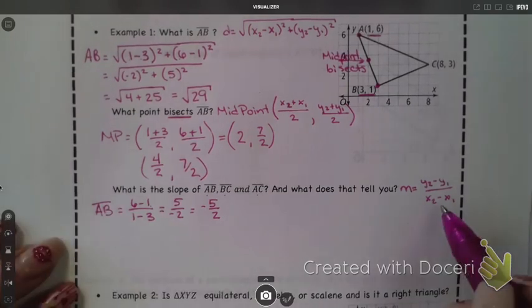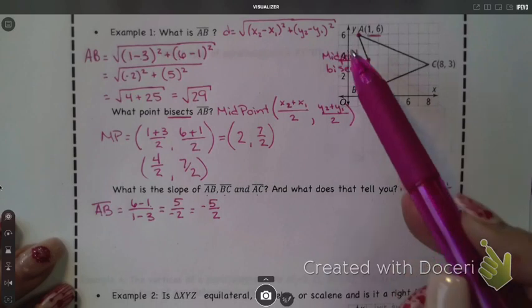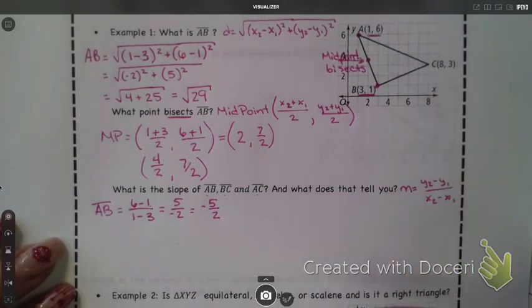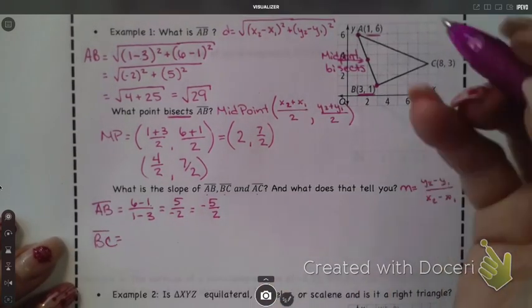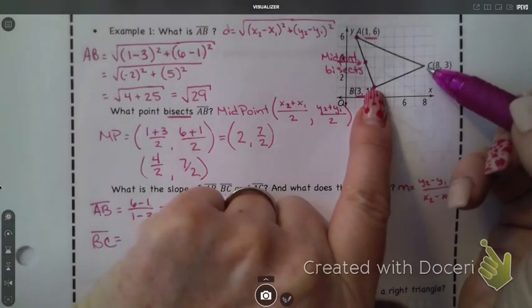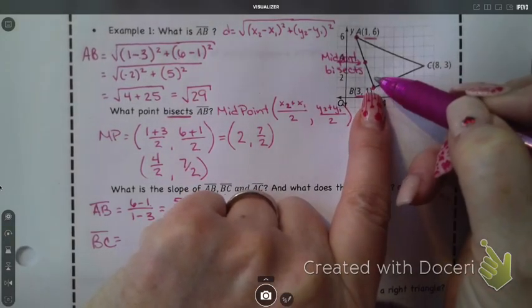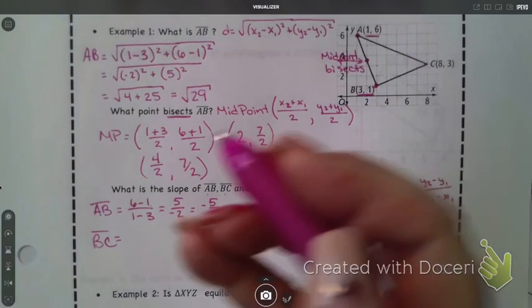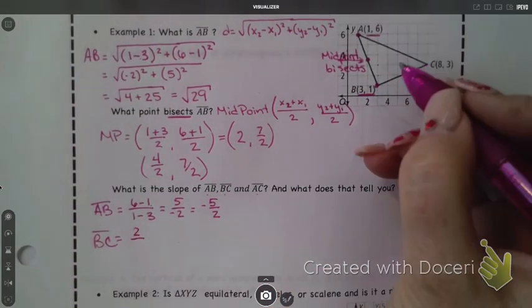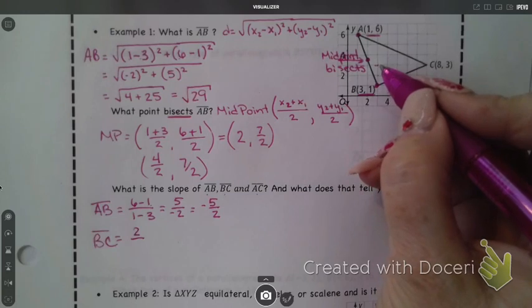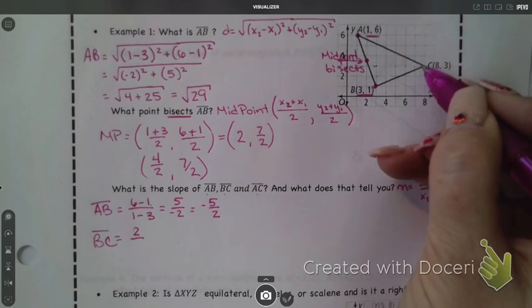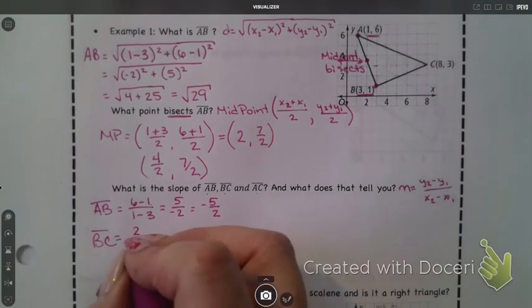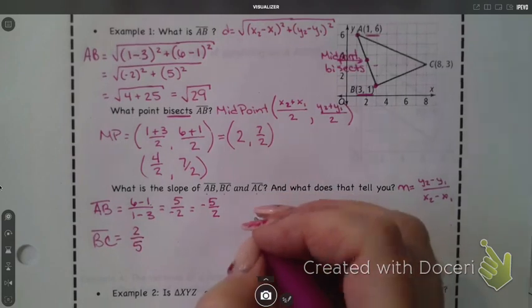Now, we did the slope formula, but we have a picture. Did we really need to do the slope formula? Could we have just counted it? So let's count BC. So B to C. So we go up how many? 1, 2. So 2. And we're going right, which is positive direction, correct? 1, 2, 3, 4, 5. Okay. So that's 5. So you guys do AC.